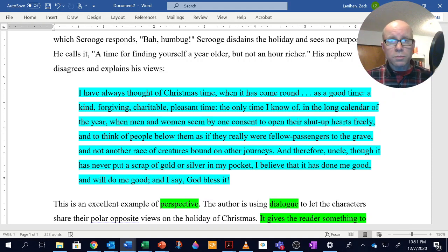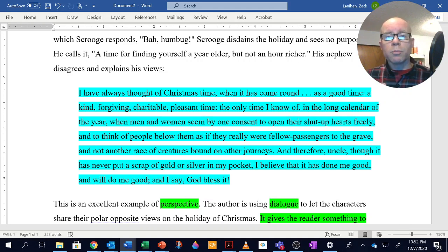I have always thought of Christmas time, when it has come round, as a good time. A kind, forgiving, charitable, pleasant time. The only time I know of in the long calendar of the year, when men and women seem by one consent to open their shut-up hearts freely, and to think of people below them as if they really were fellow passengers to the grave, and not another race of creatures bound on other journeys. And therefore, uncle, though it has never put a scrap of gold or silver in my pocket, I believe that it has done me good, and will do me good. And I say, God bless it.